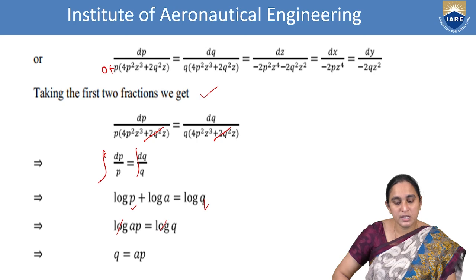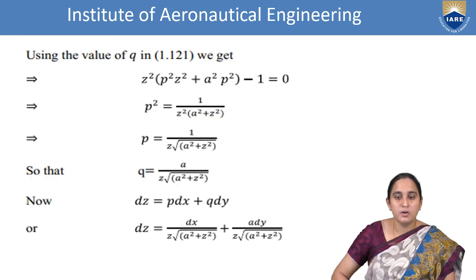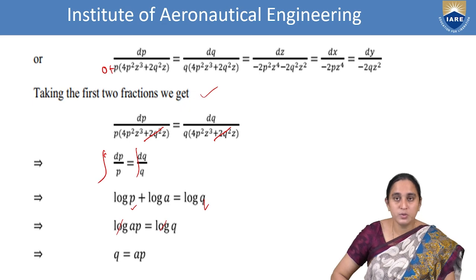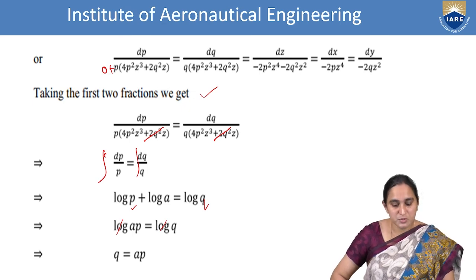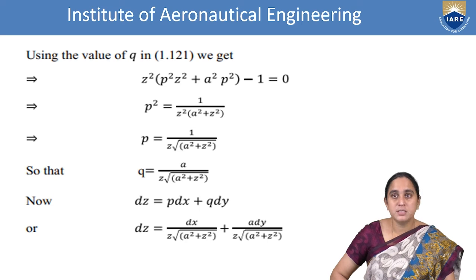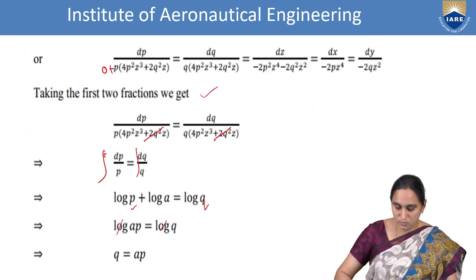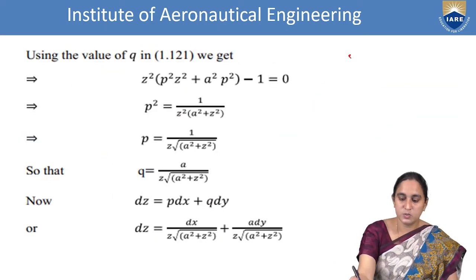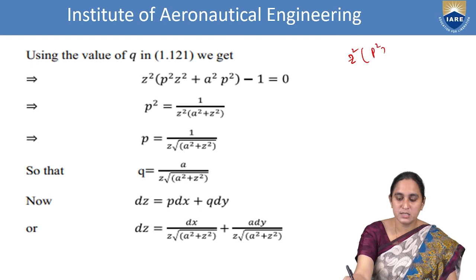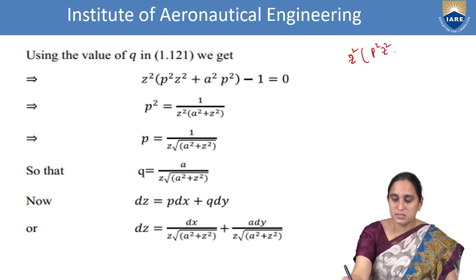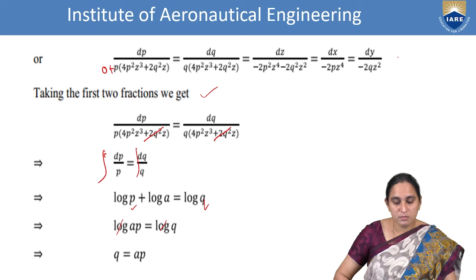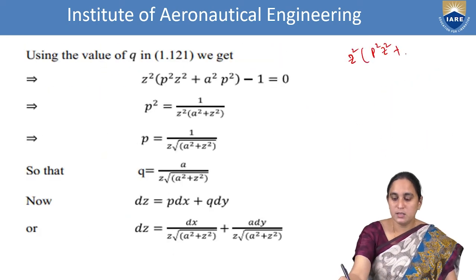Okay, from that, taking the first two terms from the auxiliary equation, we got q is equal to ap. Now substitute q in the first equation. What is the first equation? It is the given question: z square into p square z square plus q square minus 1 is equal to 0.